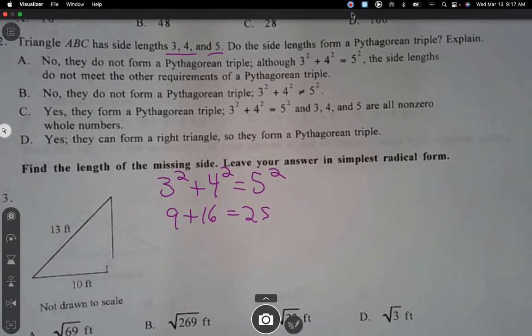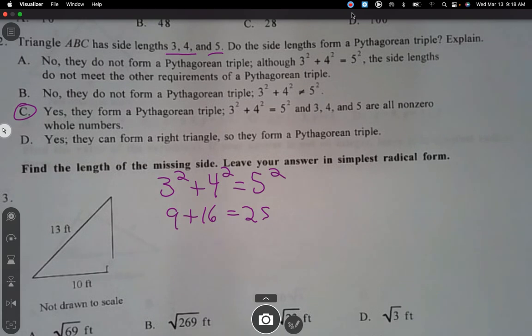Now 2 of these answers say yes. And it's because they're all whole numbers. That's why it's a Pythagorean triple. We don't get a decimal either, so it's C. That's what a Pythagorean triple means: that A squared plus B squared equals C squared, and they're all whole numbers.